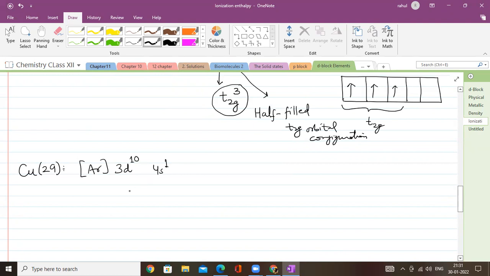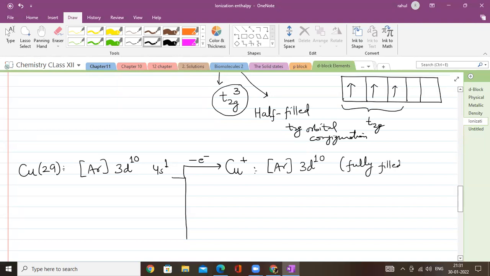The most important thing here is, if I ask you, copper exists in two oxidation states. One is called cuprous and another is called cupric. This is the lower oxidation state, always ending with -ous, cuprous. So if I lose one electron from here, it becomes argon 3d10, which is a fully filled configuration.